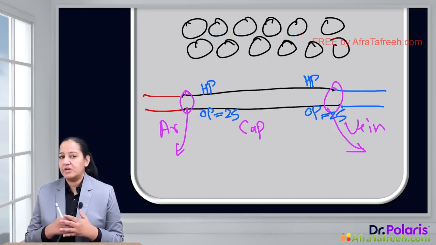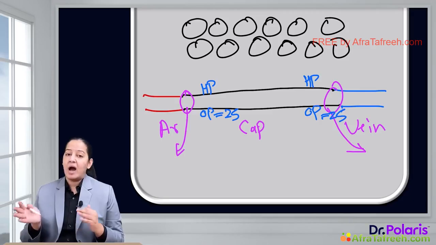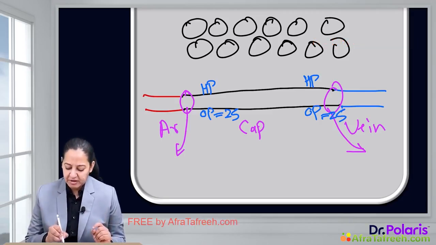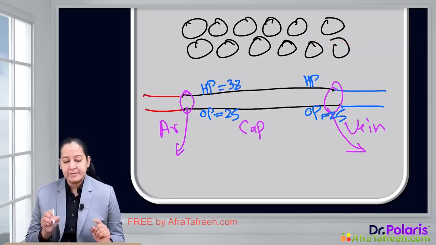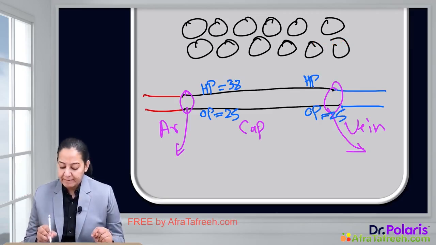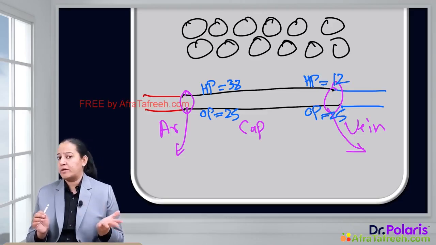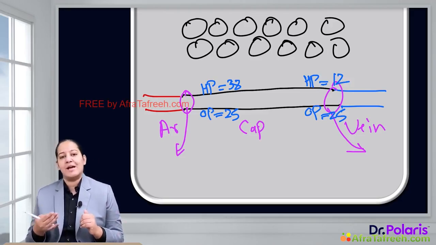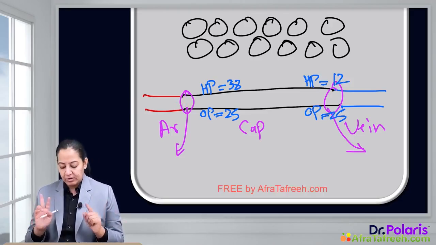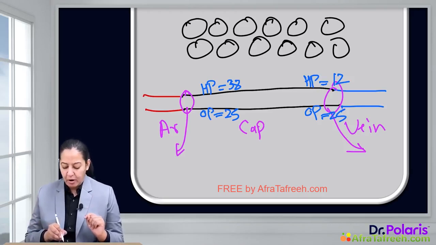But what about hydrostatic pressure, which is outward pressure? At the arterial end of the capillary, the hydrostatic pressure is 38 mm. But at the venous end of the capillary, it is only 12 mm. At the arterial end, there is more water, more hydrostatic pressure. And at the venous end, there is less water, less hydrostatic pressure. So the value differs. Now see the net pressure.